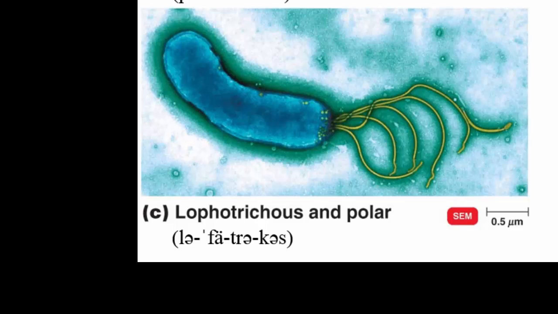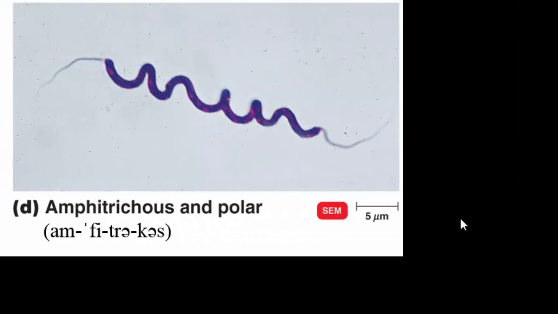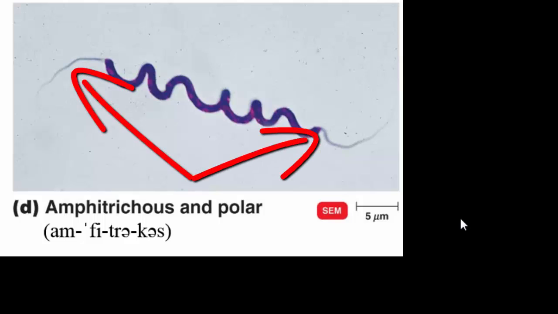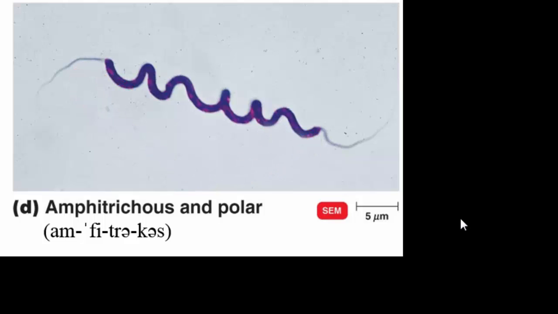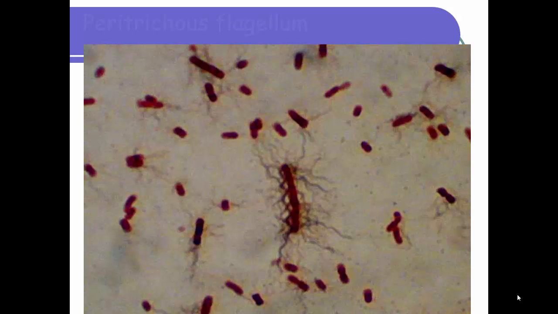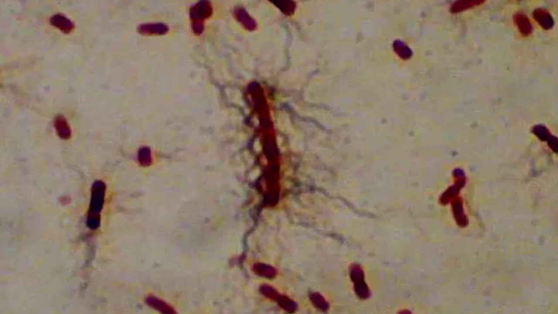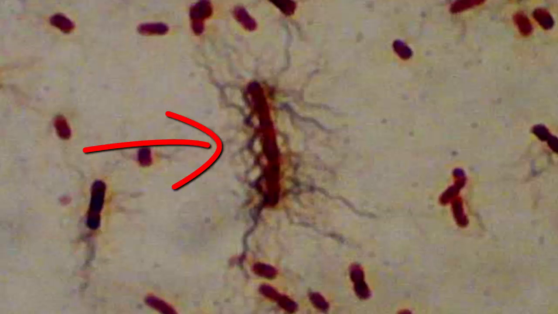The lophotrichous is where you have more than one flagella, but they're all located at one pole. And amphitrichous and polar means that they are on both ends of the bacteria. Many of the spiral organisms will show this amphitrichous form of flagella. Here's a good example of a peritrichous flagellum on a bacteria. This happens to be Proteus vulgaris.